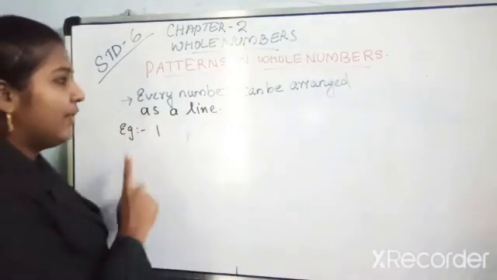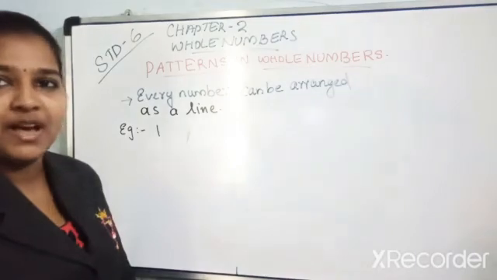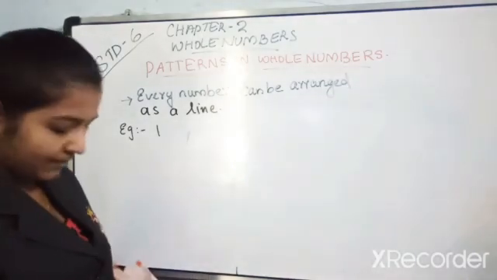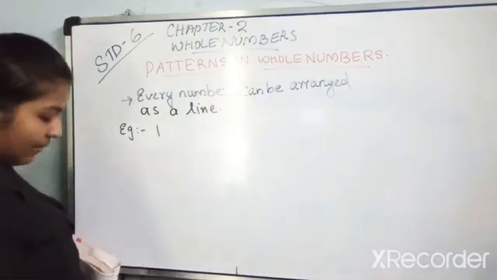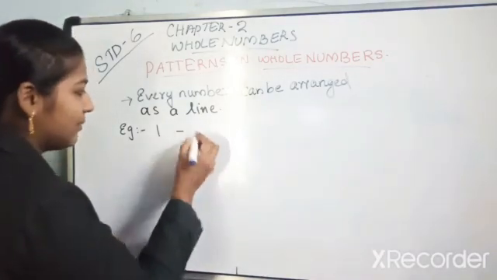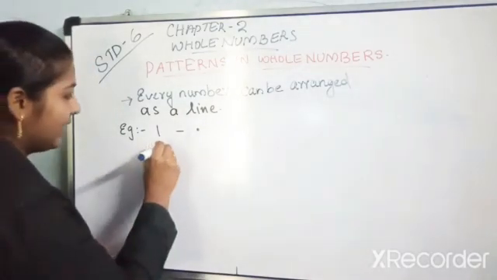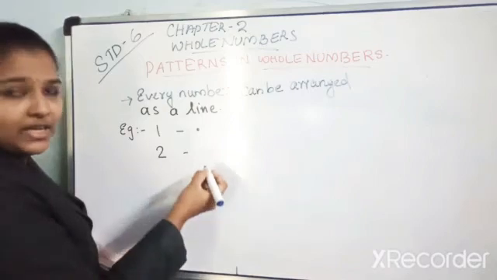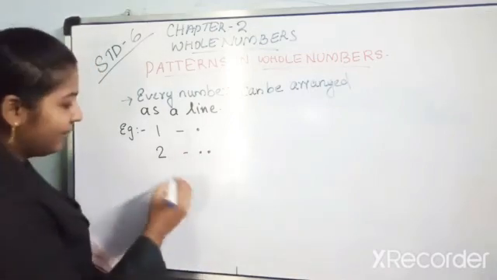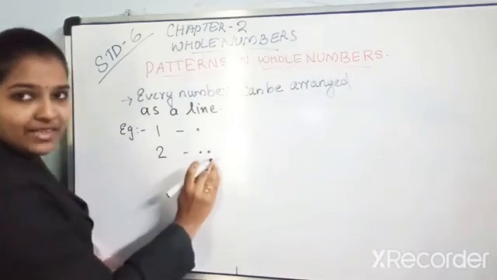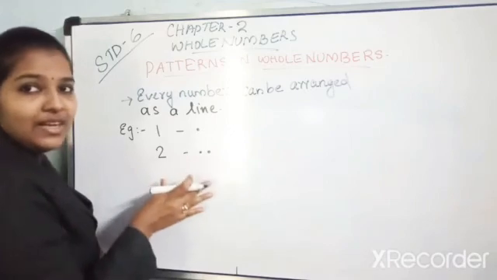First, every number can be arranged as a line, isn't it? So how? First I am writing the number 1. The number 1 we can represent as putting one dot. Then I am writing number 2. We can represent it as 1, 2, 2 dots. And these dots are in a line, isn't it? So we can show these numbers in a line.